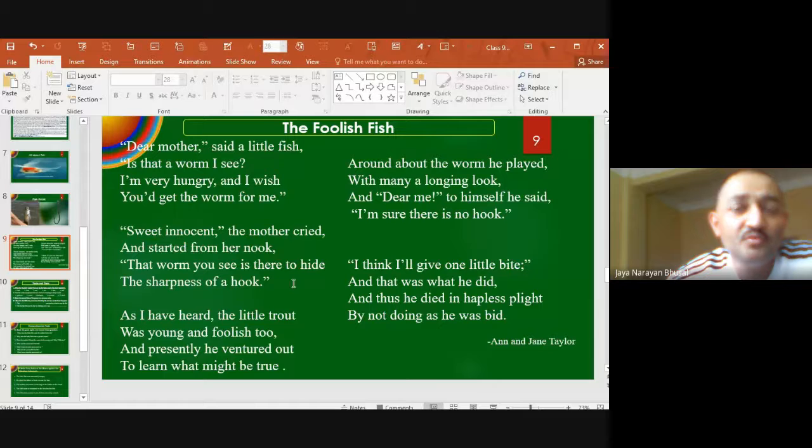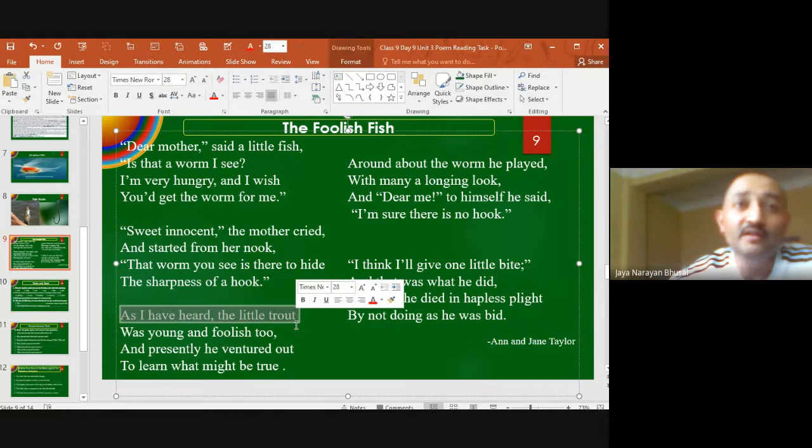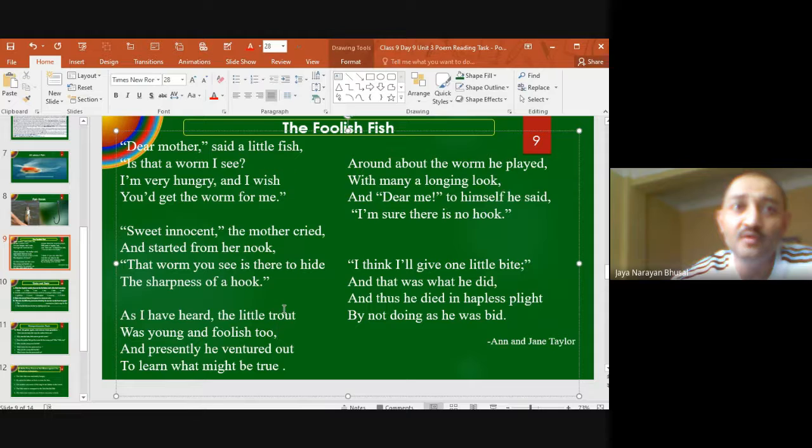The sharpness of a hook. The mother is telling, as I have heard the little trout. Look at this. As I have heard. Now who comes here? There are two characters we found. Then there comes another character, I. Who's this I now? This I is the poet himself. Now he suddenly interrupts the character.